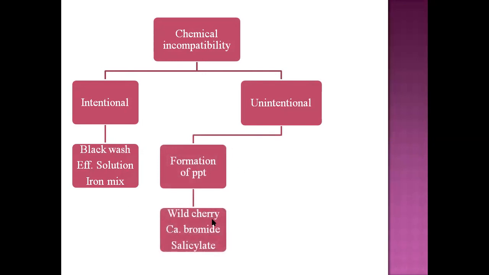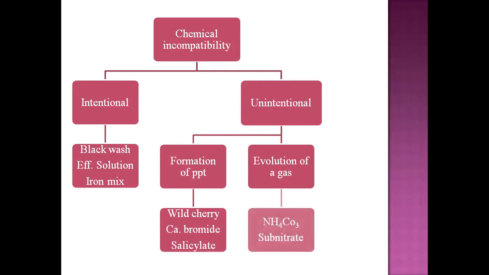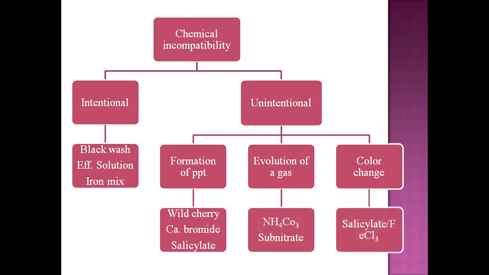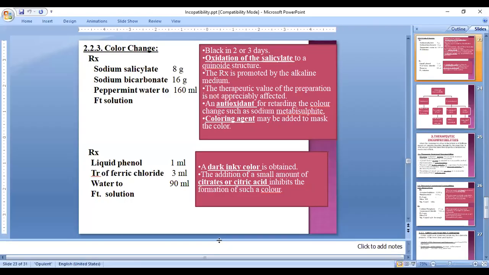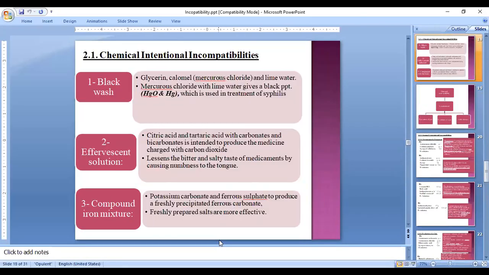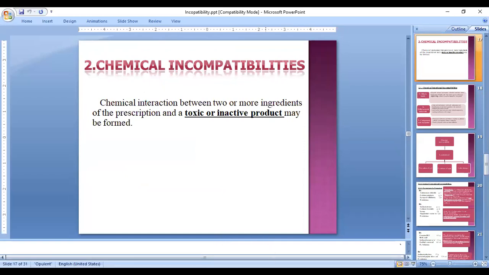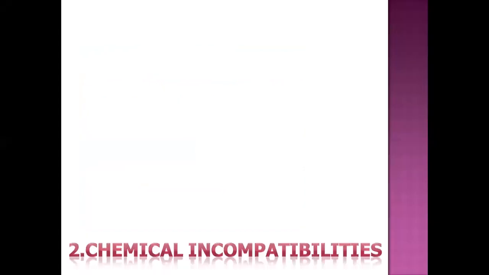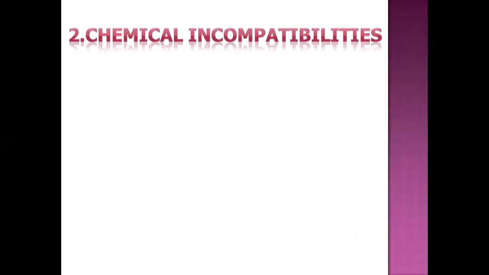Wild cherry that reacts with codeine in formation of codeine tannate, calcium bromide and salicylate. Evolution of a gas: these are ammonium carbonate and subnitrate. And finally color change: these are salicylates and ferric chloride. Okay. So chemical incompatibility, okay.